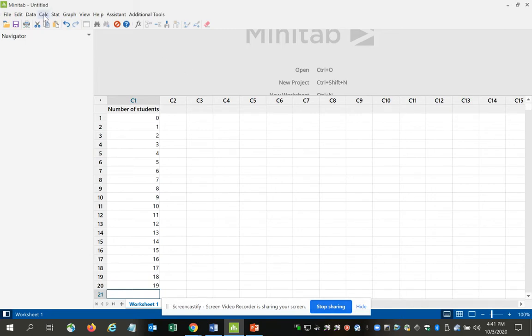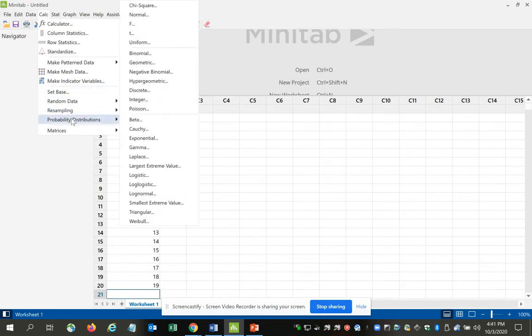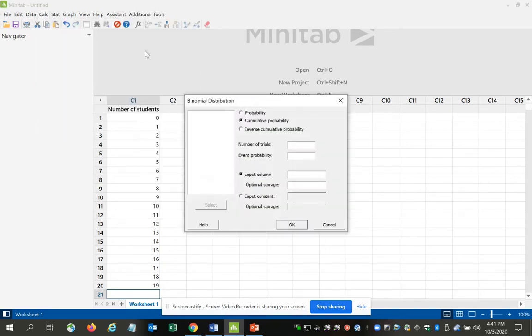So I'm going to go to Calc, Probability Distributions, and we're doing a binomial. We're doing straight probability, not cumulative. I have to tell it the number of trials. How many times are you performing the experiment? We're doing it 19 times because there were 19 students. The probability that they use the Academic Resource Center was given to us. The event probability is your p. And then we need to tell it our input column. Where are your numbers?